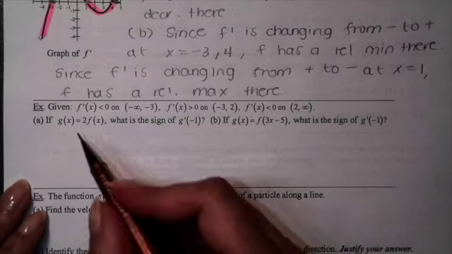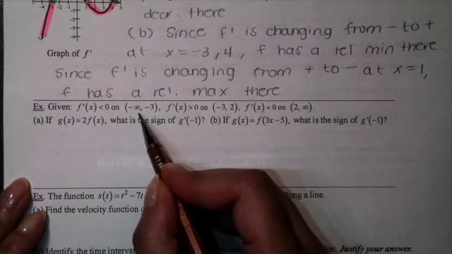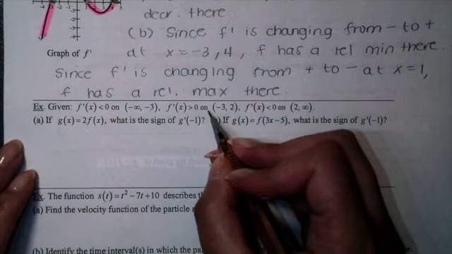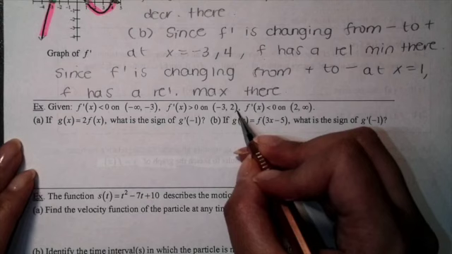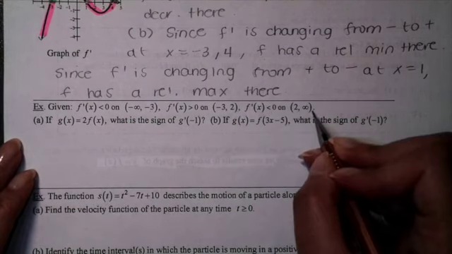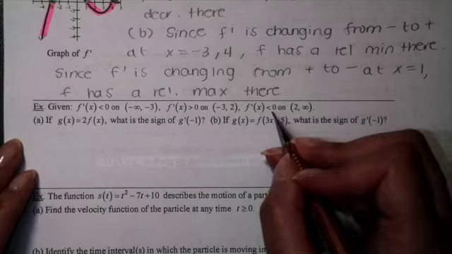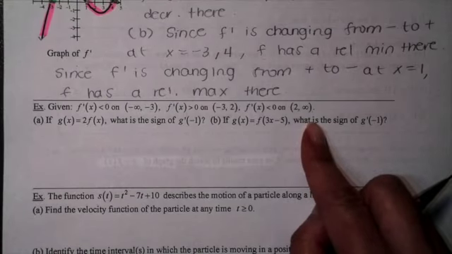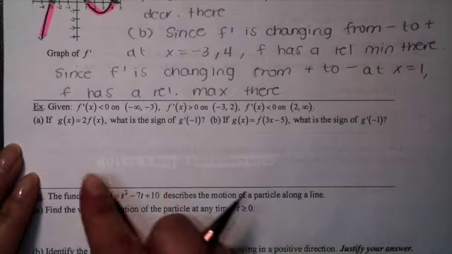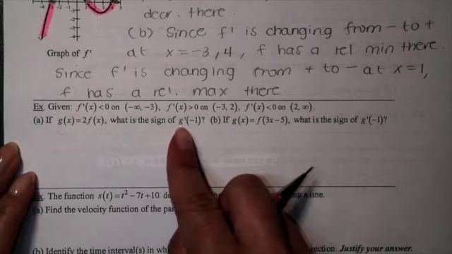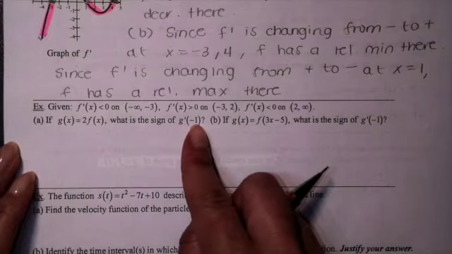You have that f prime is less than 0 on the interval negative infinity, negative 3. F prime is greater than 0 on the interval negative 3, 2. F prime is less than 0 on 2, infinity. So technically speaking, this is the equivalent of our table. They are giving you a lot of information about f prime. If g of x is equal to 2f of x, what is the sign of g prime of negative 1?